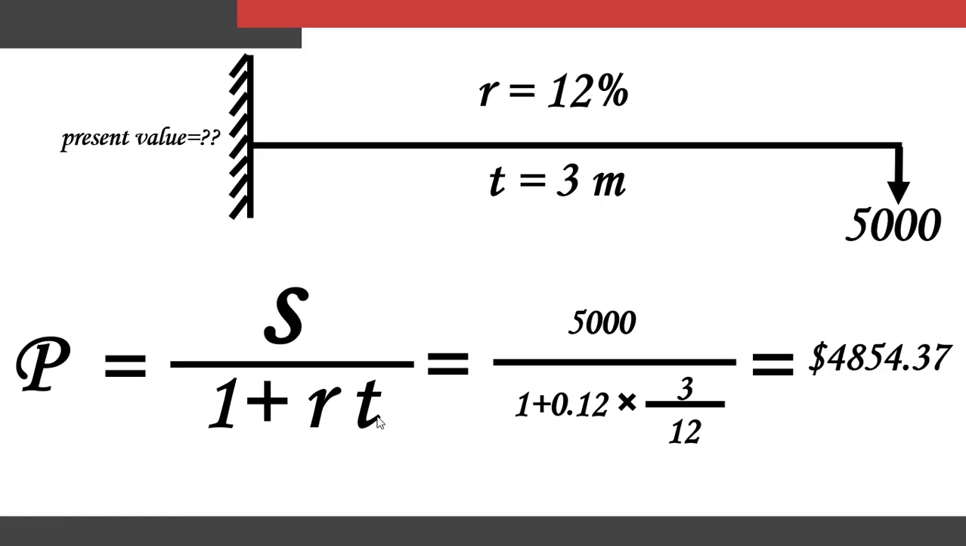To get it annually, T equals 3 over 12, so P equals 4,854.37.